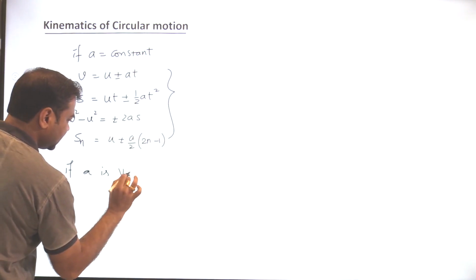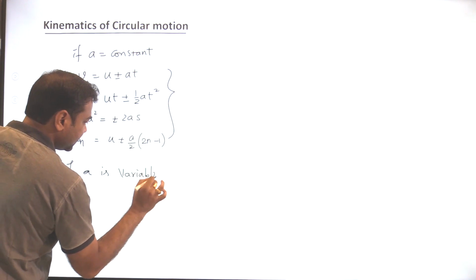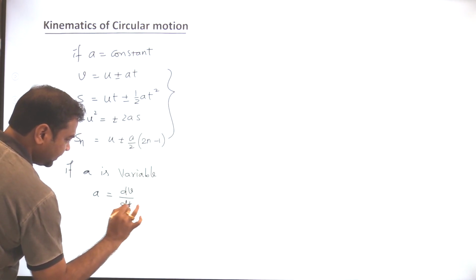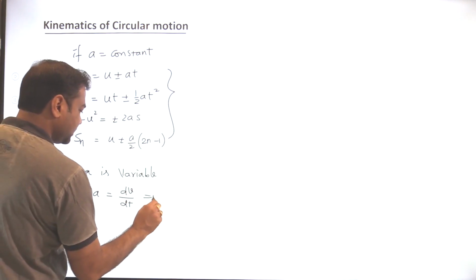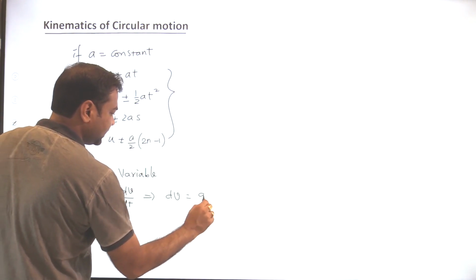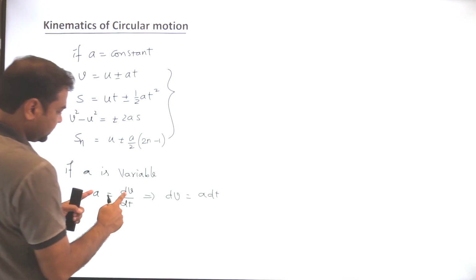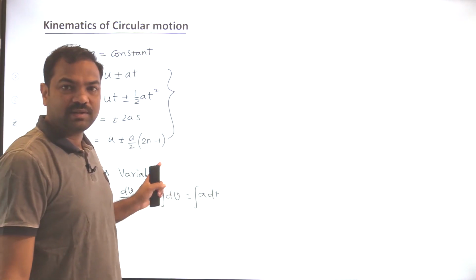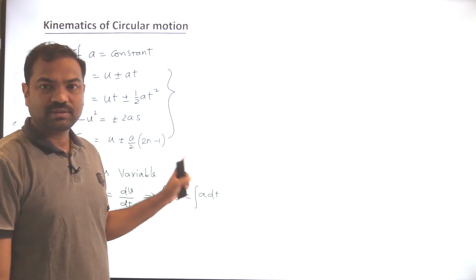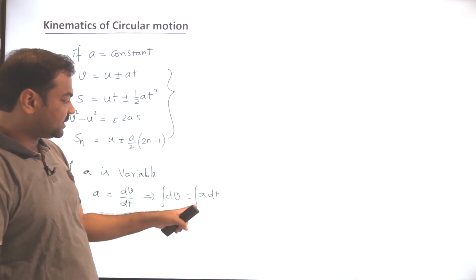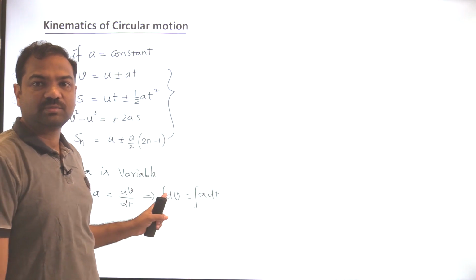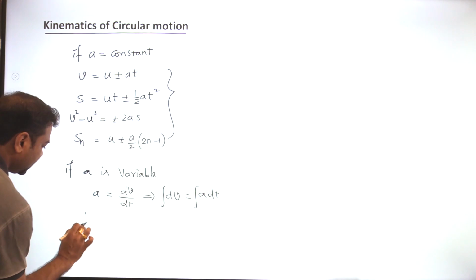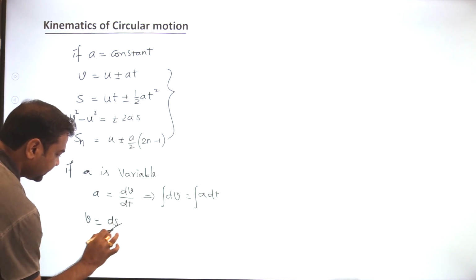If a is variable, then you can write down acceleration is dv by dt. So from this you can find out the velocity by integrating. dv is equal to a into dt. Now integrate, then you will get the velocity from initial to time t. Actually the first equation also came from here, because if acceleration is constant, it is removed from the integration and automatically you will get the first equation. Again v can be written as ds by dt.